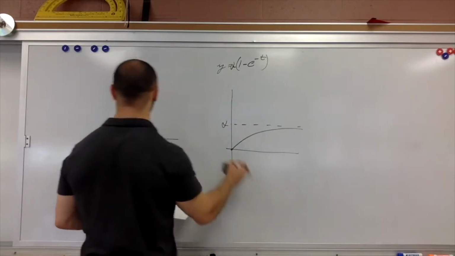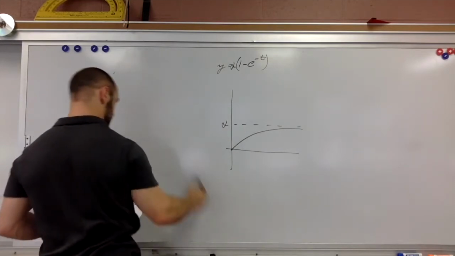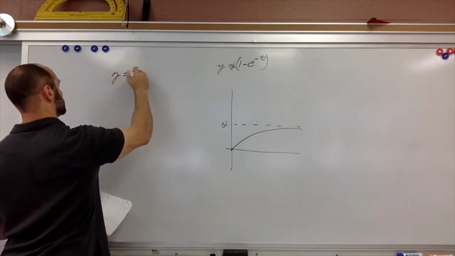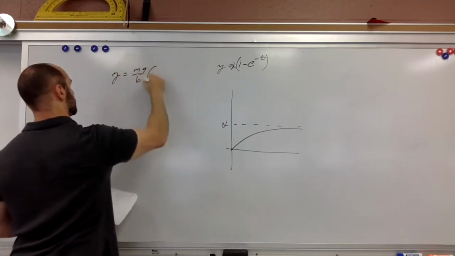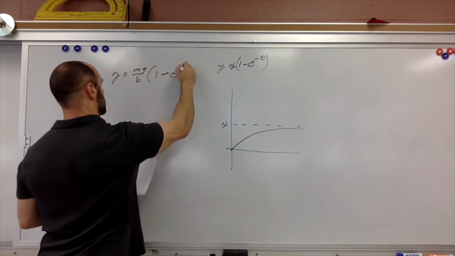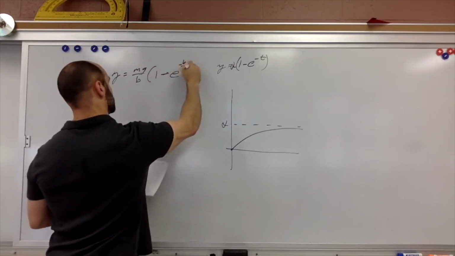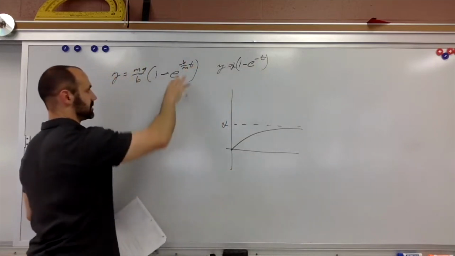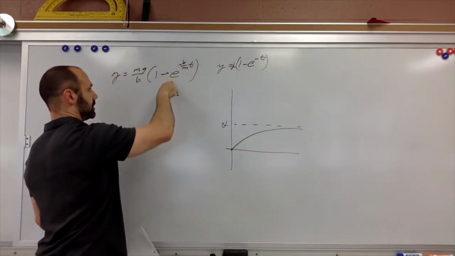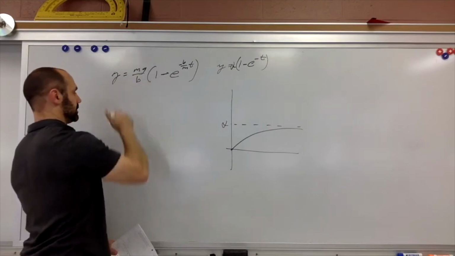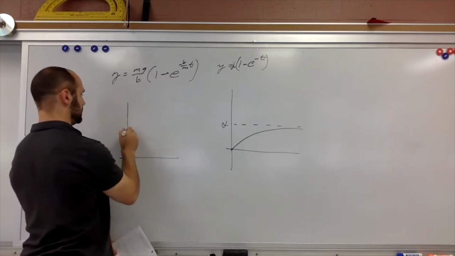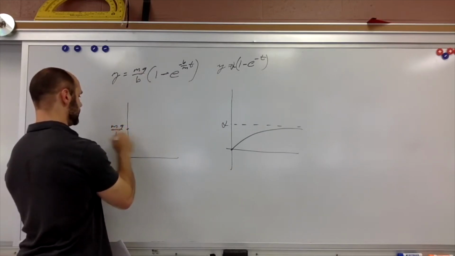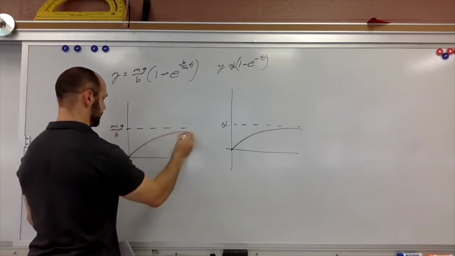All right. And then, so kind of like we had before, if instead of alpha I have something like, I don't know, mg over b, times 1 minus e to the negative b over m times t. So now I have a coefficient on this, but that's not going to affect the fact that this is still getting closer and closer to 0 as time goes on. And this is 1, but instead of going to 1, I'm going to mg over b. That's my asymptote there.